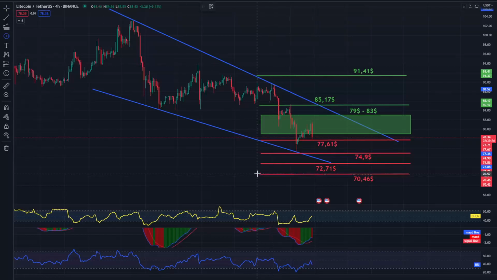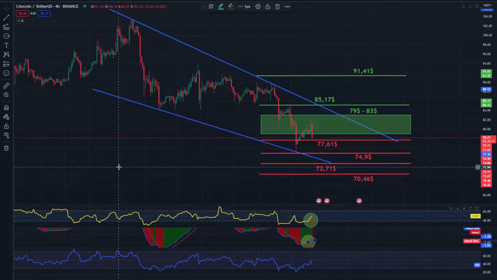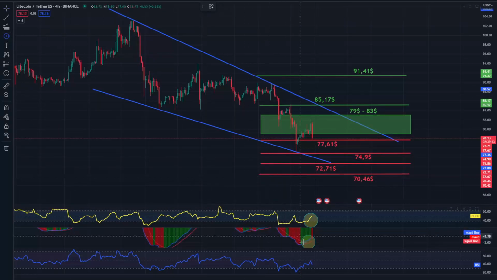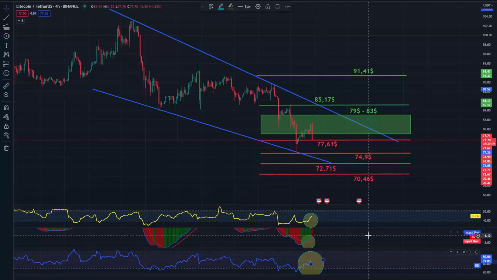Please look at the CHOP index, which indicates that a lot of energy has been collected. MACD indicates that despite the correction, we maintain a local uptrend, while the RSI after today's increase is a strong rebound.